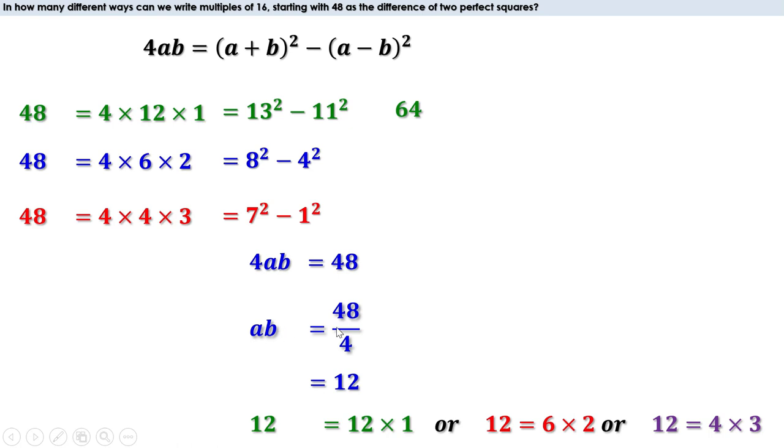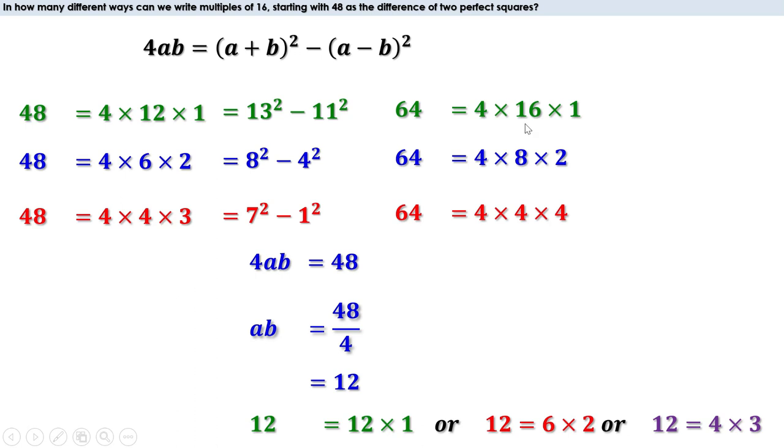Then ab equal to 64 by 4, and that is equal to 16. Now 16 is equal to 16 into 1, or 8 into 2, or 4 into 4. Therefore 64 equal to 4 into 16 into 1, or 4 into 8 into 2, or 4 into 4 into 4. Here a is 16 and b is 1. Therefore a plus b is equal to 17 and a minus b is equal to 15.